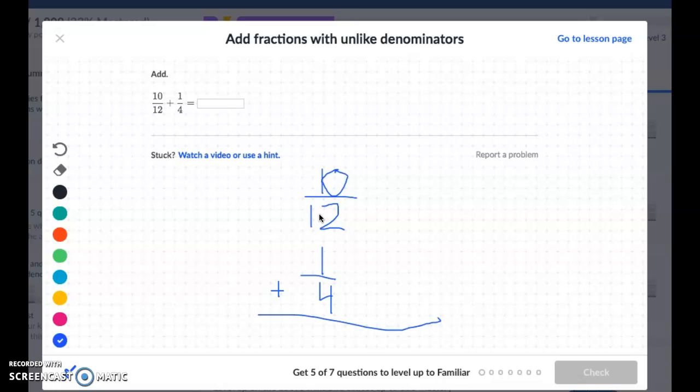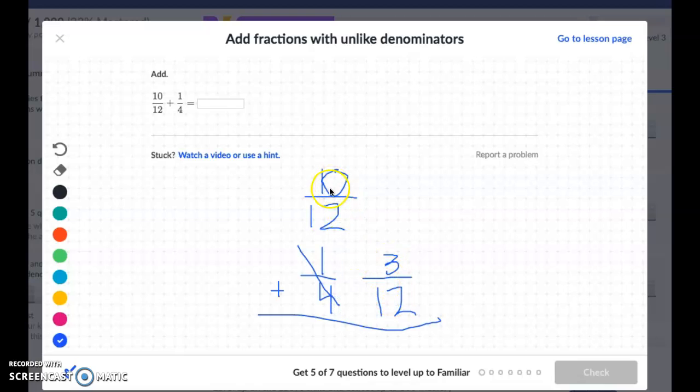So the other thing that I always try to look for is, can I change my smaller number into my bigger number? Is there a multiple that would let me do that? And there is in this case, because I can do 4 times 3 is 12. So I can make this into twelfths. So 4 times 3 is 12, then 1 times 3 is 3. So now I'm no longer thinking about this as 1/4. I'm thinking of this as 3/12.